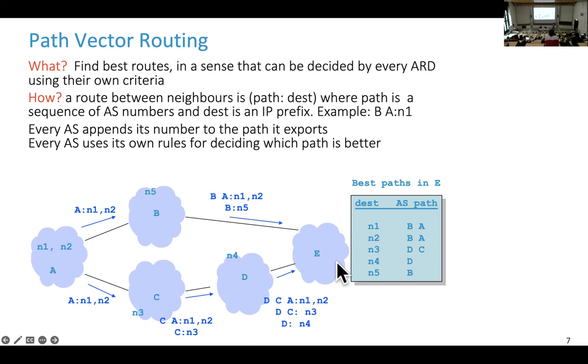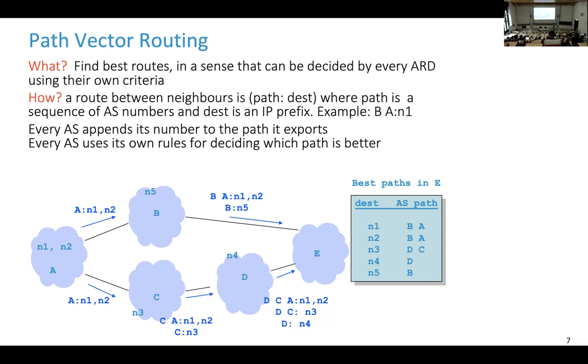For example, E might choose to send traffic through a path that is shorter in the number of ASs. For example, the top path goes through only one AS, B. The other one goes through 2 ASs. So presumably, a path that is shorter in the number of ASs is more reliable. You might have better quality. But it can be anything.